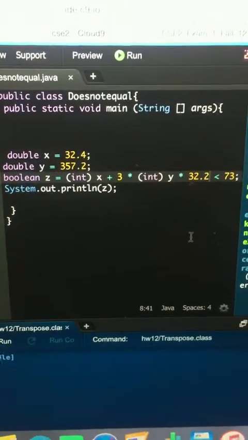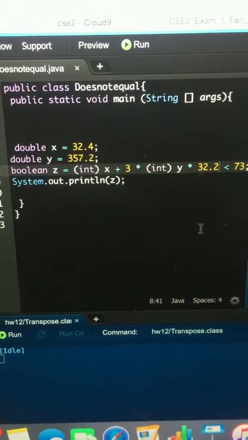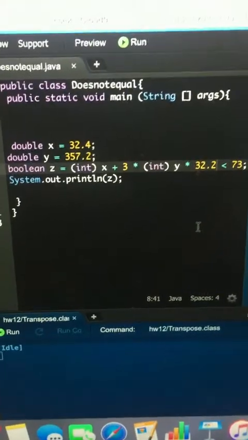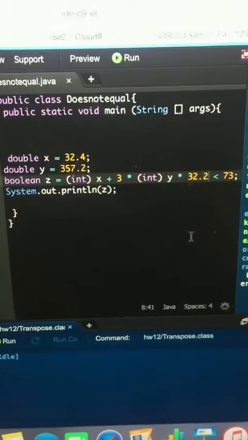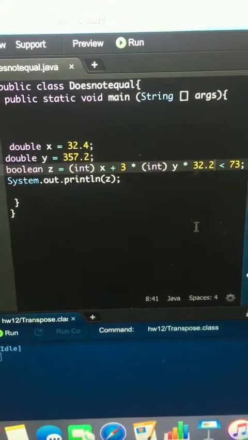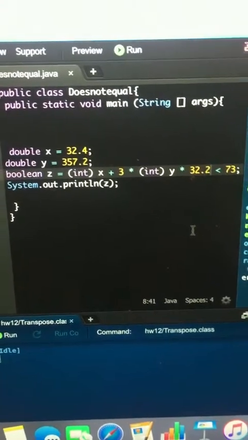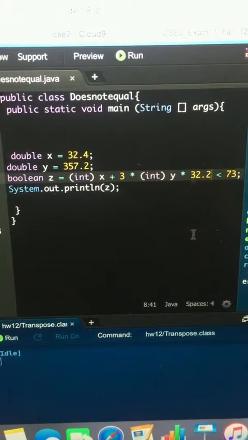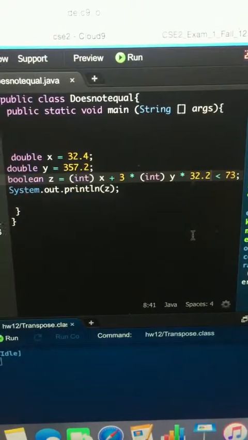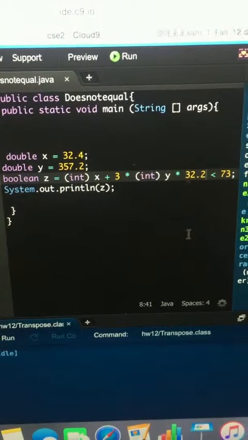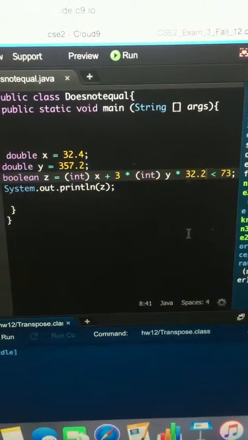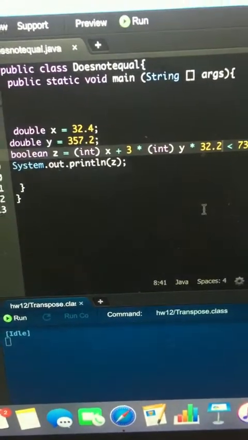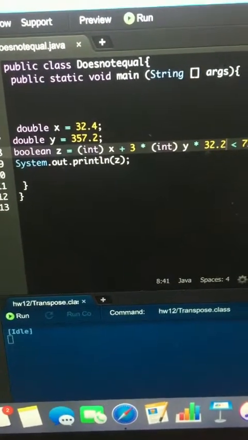Alright, so now I'll demonstrate the program on a compiler. So this is the original question. We have two doubles, double x, which is 32.4, and double y, which is 257.2, and we have a boolean z, which is equal to the double x cast into an int, plus 3 times the double y, which is cast into an int, times 32.2 is less than 73. And then I printed out z to find the value of z.